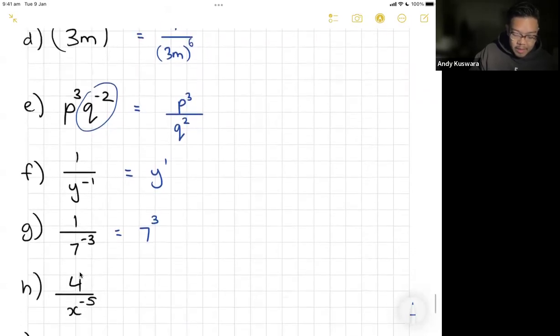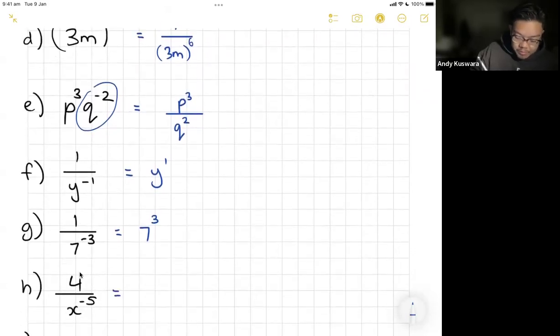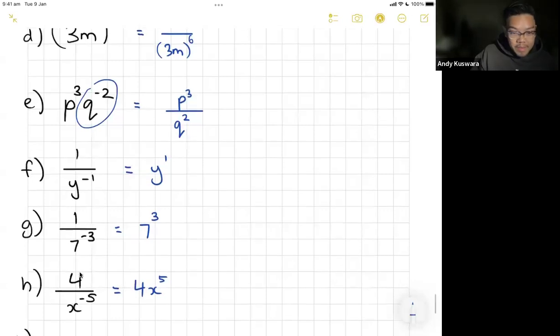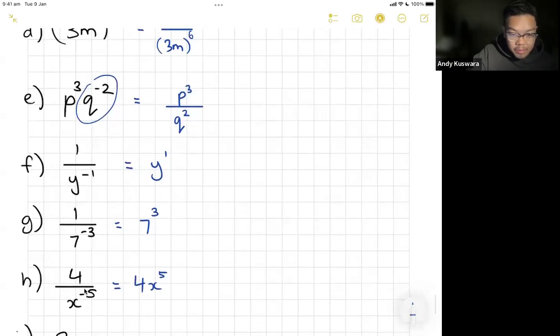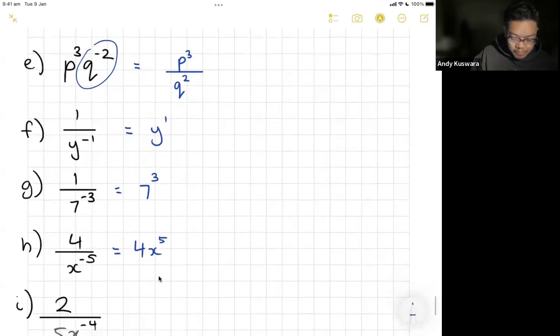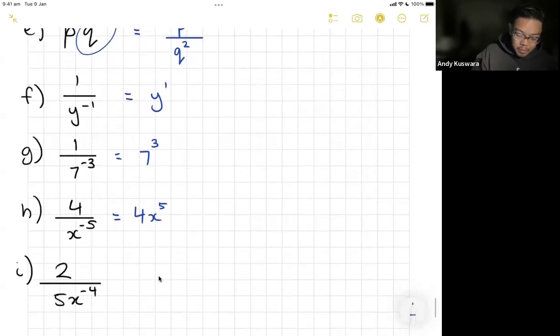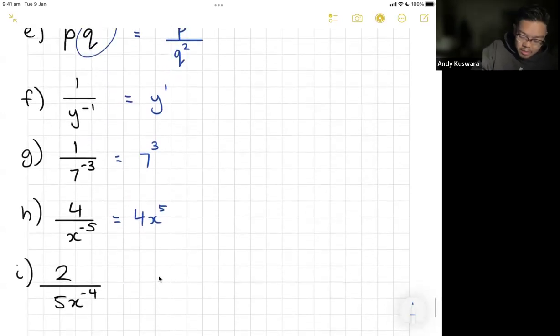Okay, this one here has got 4 up the top, so this is going to be a 4 because that's already on top, but the x to the -5 on the bottom will become x to the +5. Okay, because that x at the bottom becomes a positive indice. And this one here is going to be probably your last one. This is going to be the trickiest type of one that you'll see.